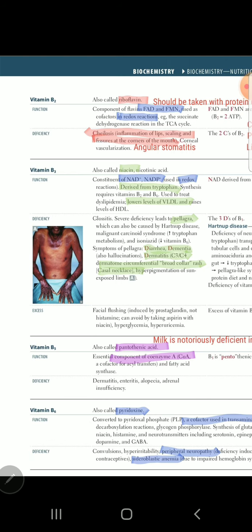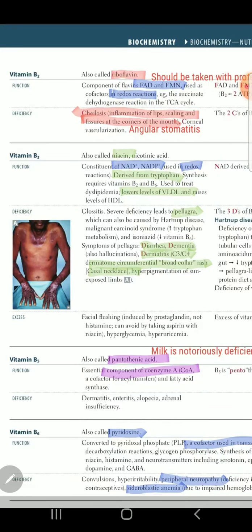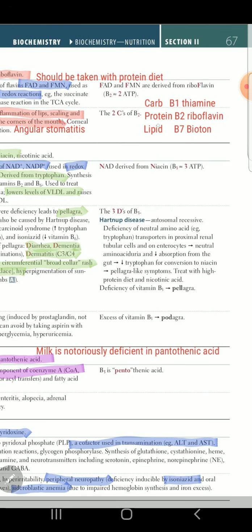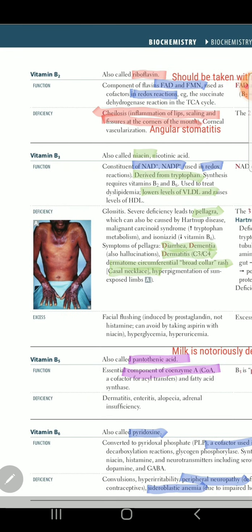B3 or niacin is derived from the tryptophan amino acid, and it lowers the VLDL level, that is bad cholesterol. So niacin is used in the treatment of hyperlipidemias. Here we need to differentiate that this is the treatment of hyperlipidemias, and B7 or biotin is related to lipid metabolism, that is normal metabolism. So lipid should be taken with B7, and B3 lowers the level of one form of cholesterol, that is VLDL.